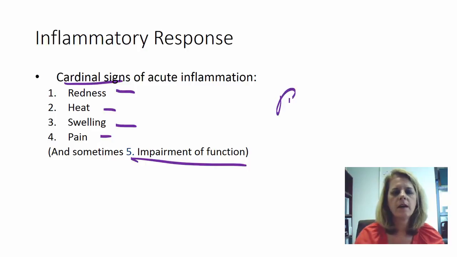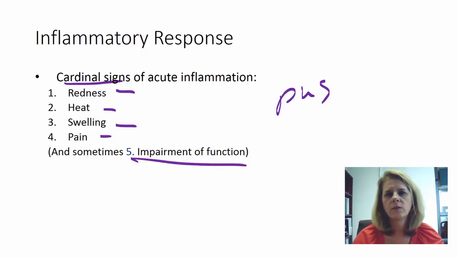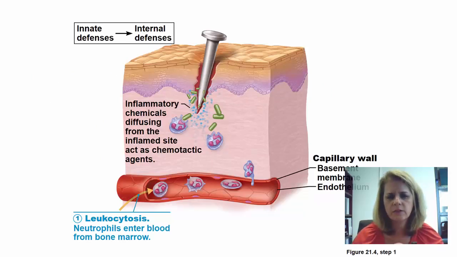If you start to see pus, which is infiltration of white blood cells, then you're looking at more of an infection, and maybe an out of control inflammation. And so how does that inflammation occur?